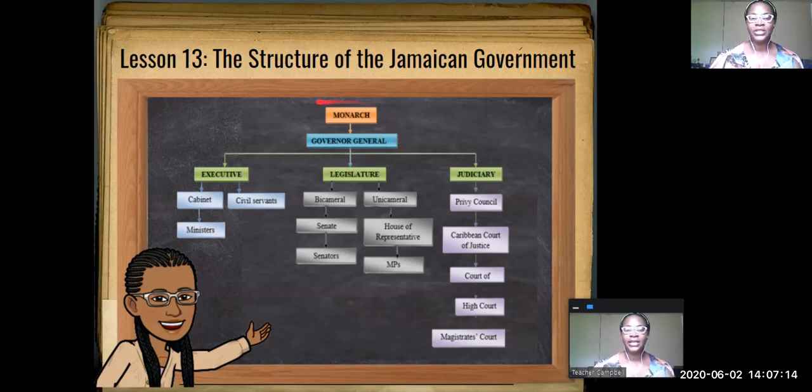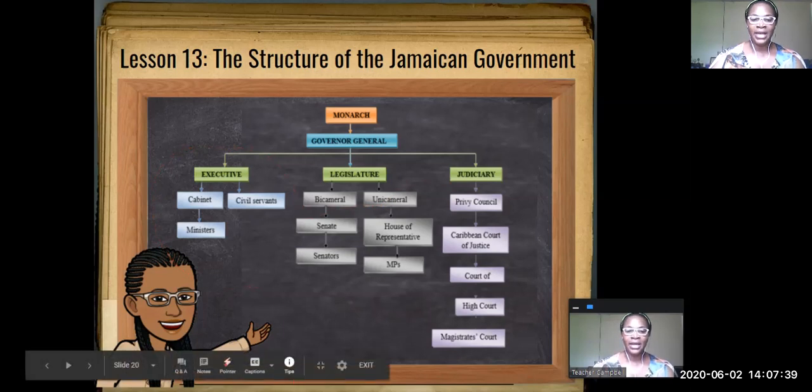Now, underneath these two, the titular heads, which means they have the title, titular coming from title. So they have the title, but they're not involved in the everyday conducting of business. We have the three branches of government in green now: the executive, the legislative, and the judiciary. Now, let us look at them individually.